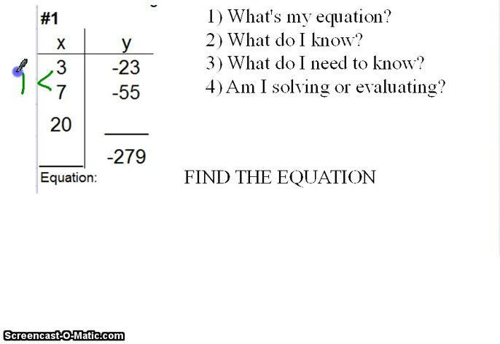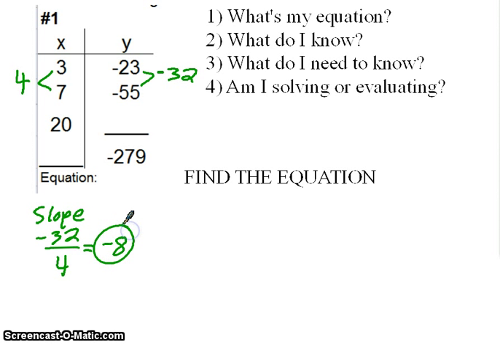From 3 to 7 is 4. From 23 to 55, that's a difference of 32. And since I'm going down the number line, that's a decrease, so it's negative 32. So my slope would be negative 32 divided by 4, which gives me negative 8.